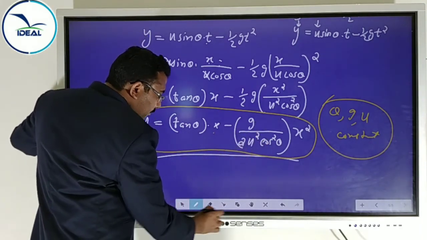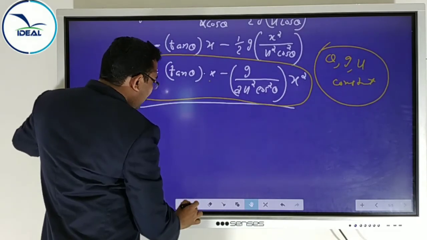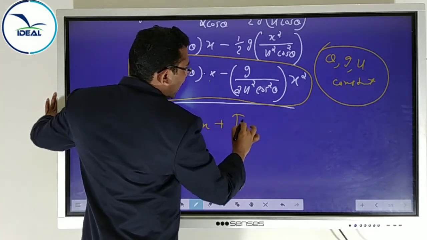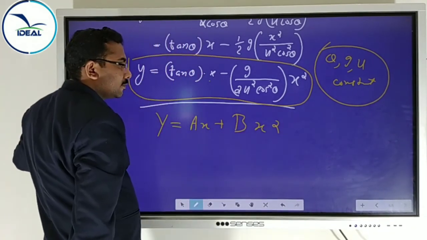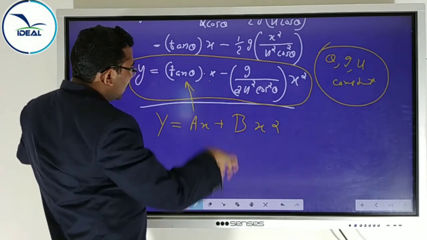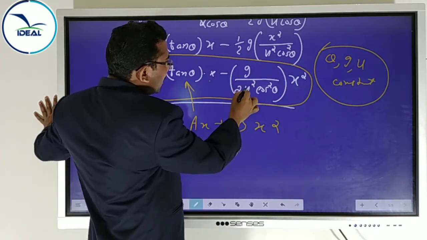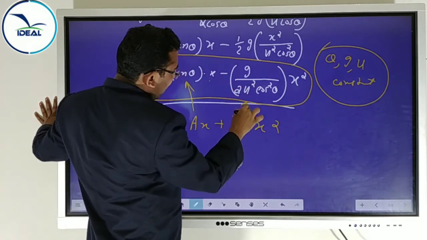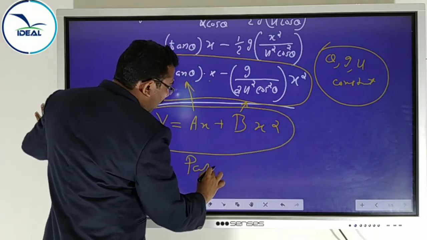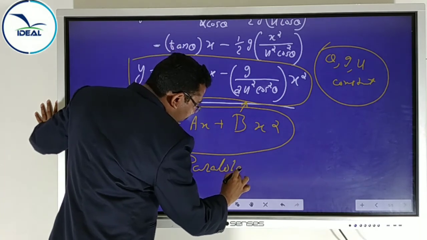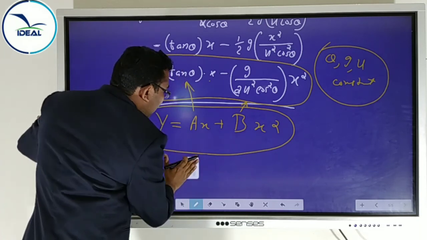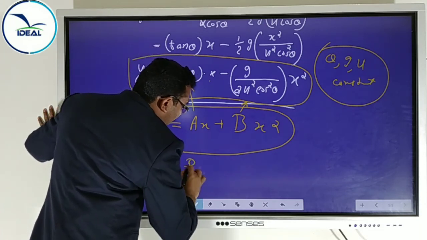Thus we can write y is equal to ax plus bx square. What is a? Yes, this is tan theta. What is b? Minus g by 2 u square cos square theta is b. y is equal to ax plus bx square is the equation of a parabola. Therefore, this equation gives that the trajectory of a projectile is a parabola.